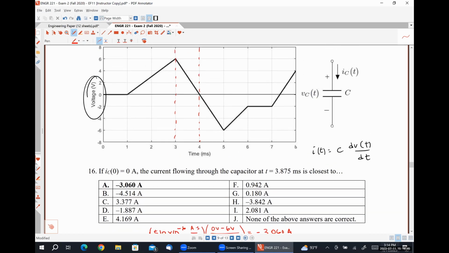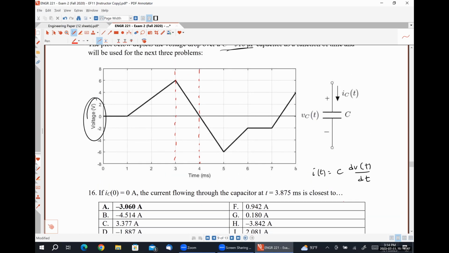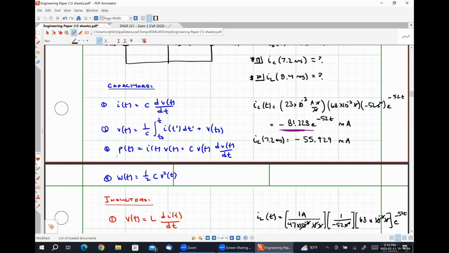And so then we would use one of those relationships again. So we really have an option. Let me go back to the relationships. I'm asking you for the power, so obviously we're going to be using number 3. We can use the product of voltage and current, or we can use C times the voltage times the derivative of the voltage, because C times the derivative of the voltage is just the current.